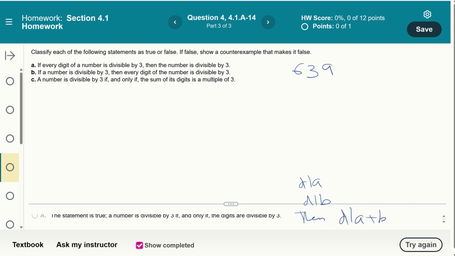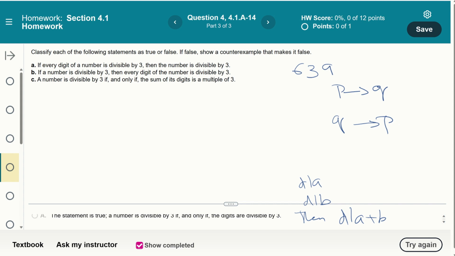I want you to think in that kind of direction, and you'll see what I'm talking about here. All right, so the first one should be a true statement. How about the second one? If a number is divisible by 3, then every digit of the number must be divisible by 3. They're turning things around now. So we have a P implies Q, which is true. And now they're giving you Q implies P, and they're saying, is that true?